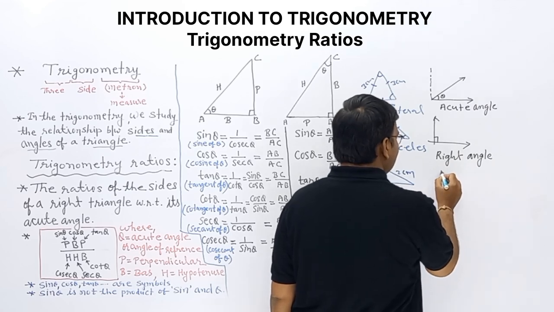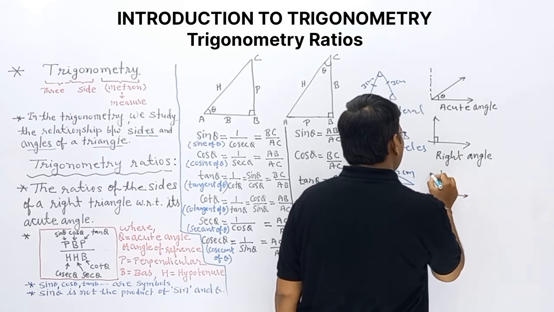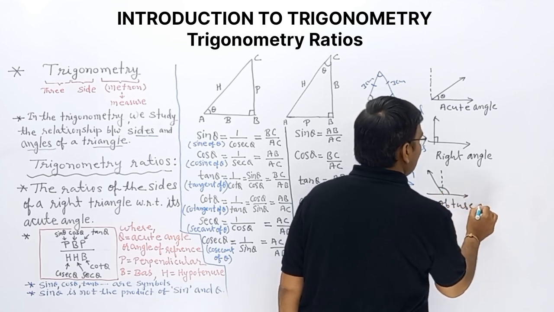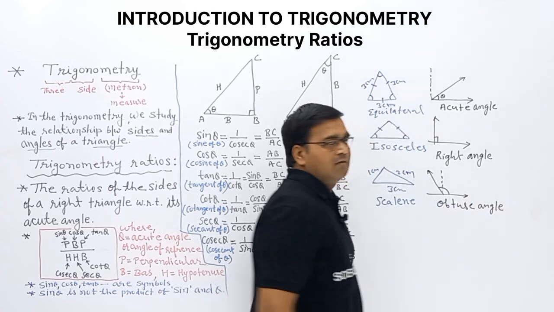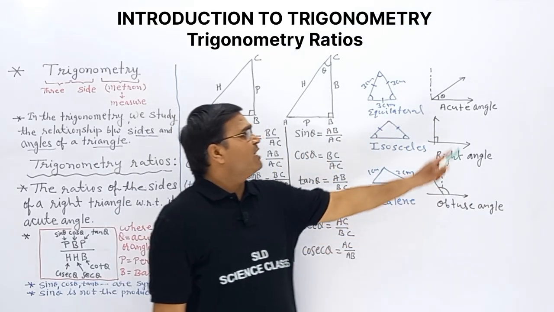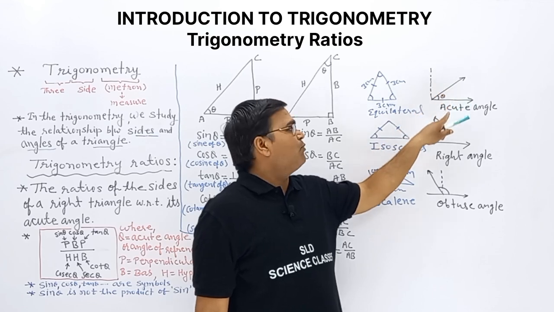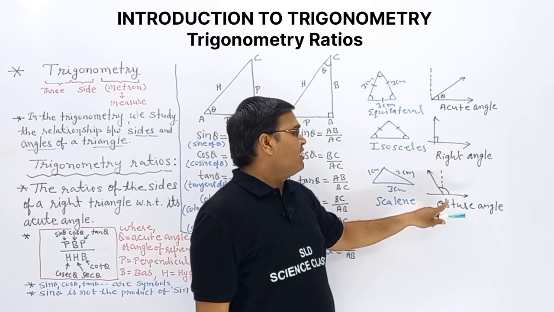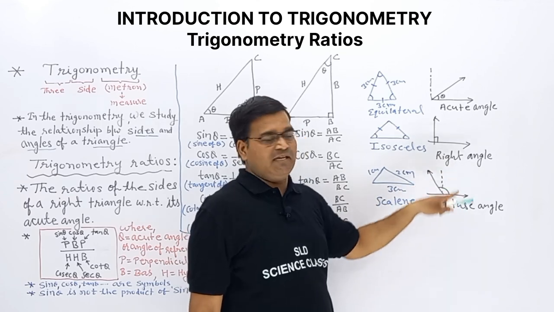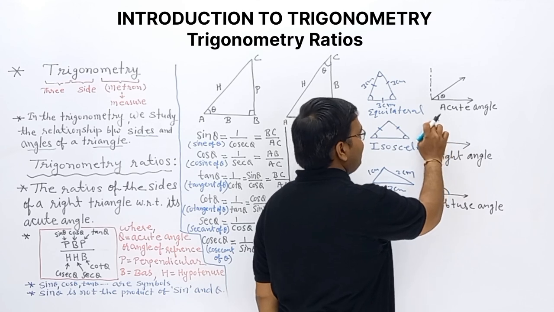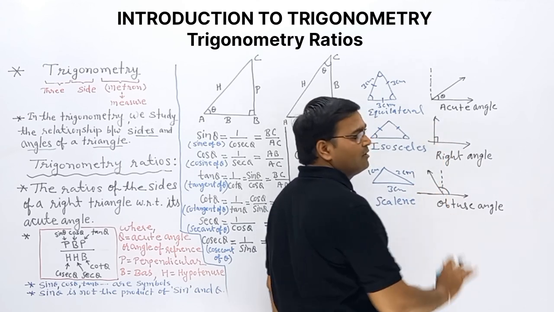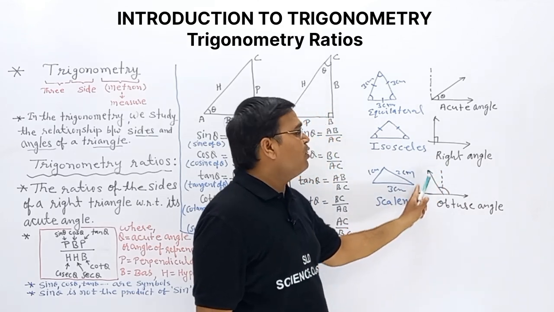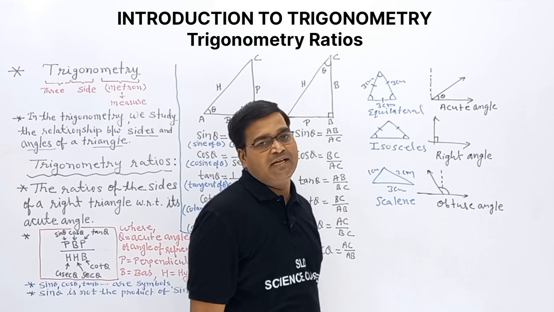Clear? If the angle is more than 90, then that is called an obtuse angle. Different types of angles I am showing. One is acute: below 90, we get an acute angle. If the angle is 90 degrees, that is a right angle. If the angle is more than 90 but below 180, this is 0, 90 and this one is 180, a straight line. More than 90 and below 180 is called an obtuse angle.